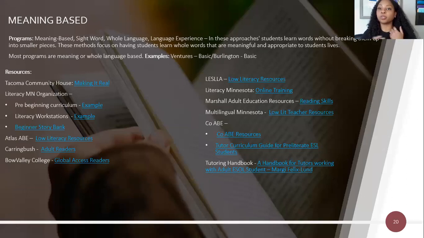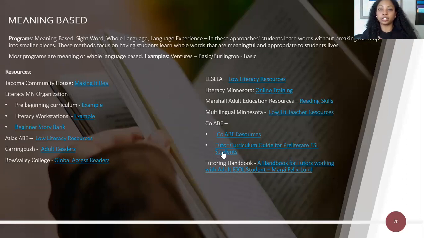Okay, meaning-based. Most programs are meaning-based. So think Ventures, Burlington. And in these ones, students learn words without breaking them into smaller pieces. So they learn the whole words and then they apply that in meaningful, appropriate ways to their lives. Some of my favorite resources for this include Making It Real from the Tacoma Community House.